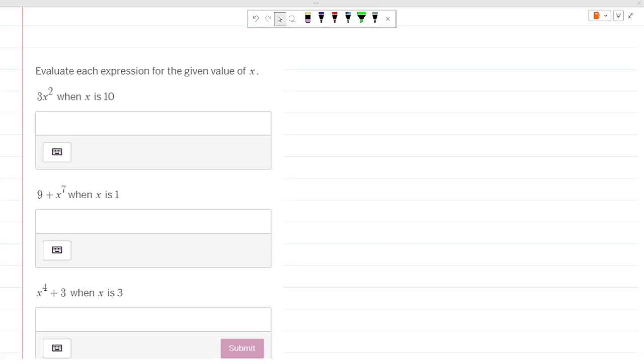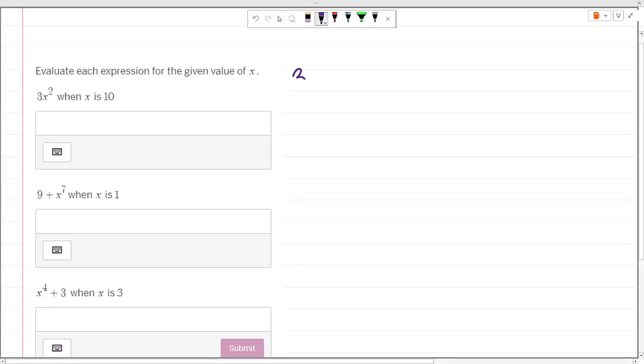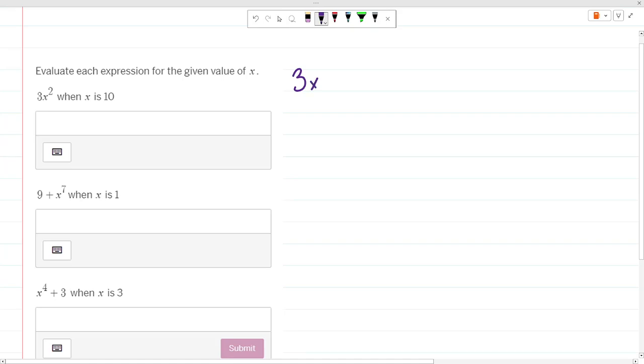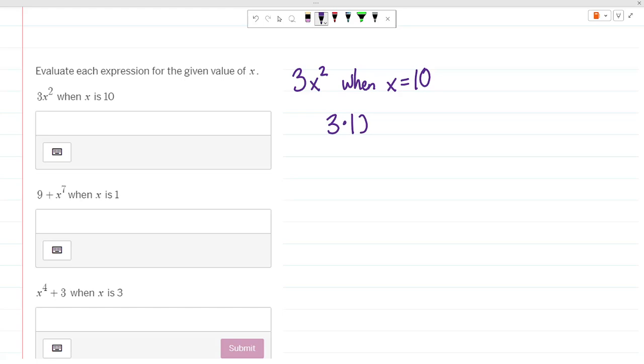So for this one, write this down in your notebook. We have 3x squared when x is equal to 10. So that means wherever we see an x, we're going to put in a 10. So this becomes 3 times 10 squared.